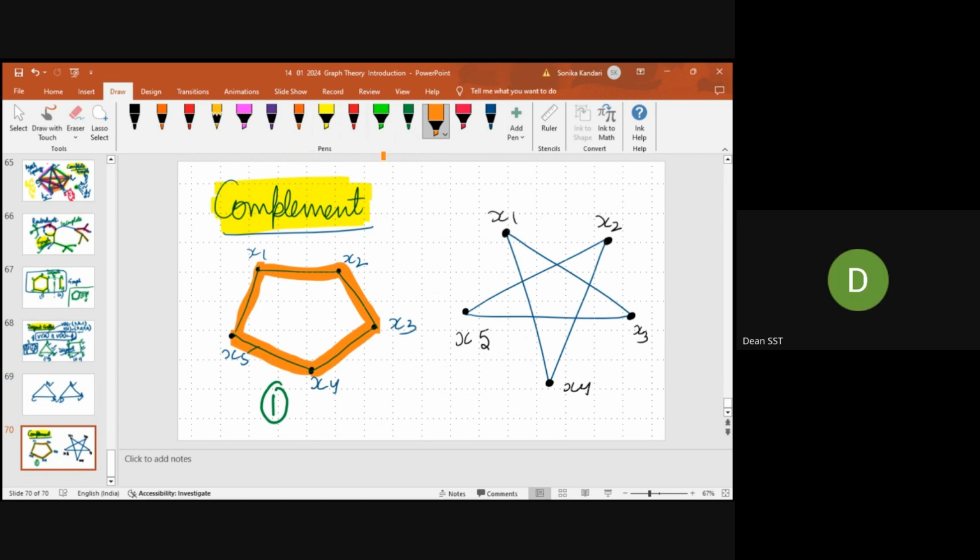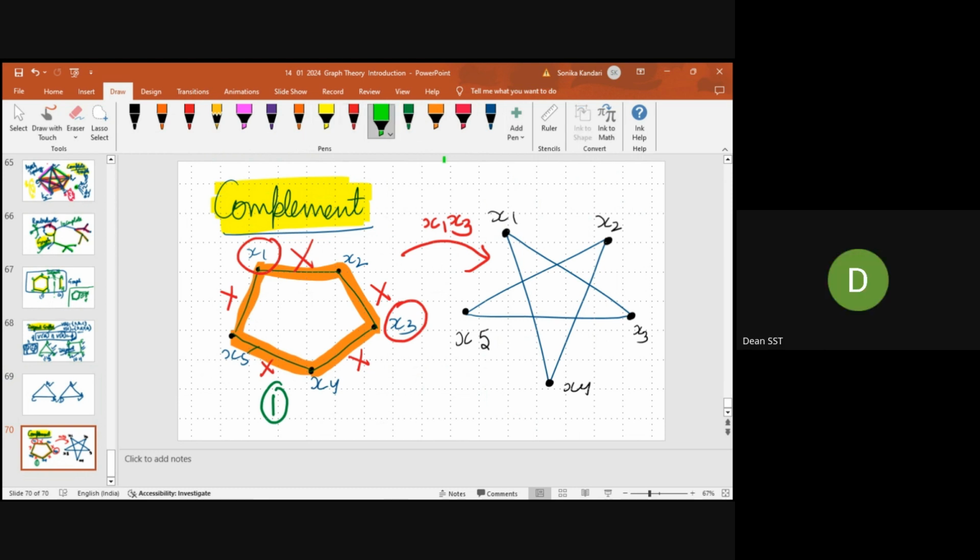What will be its complement? Its complement will be just the opposite. It means there should not be an X1 X2 edge. There should not be an X2 X3 edge. There should not be an X3 X4 edge, and there should not be an X4 X5 edge, and there should not be an X1 X5 edge. It means here as X1 and X3 are not connected, so in your complement X1 X3 should be there. Is it clear, class? Yes, ma'am.